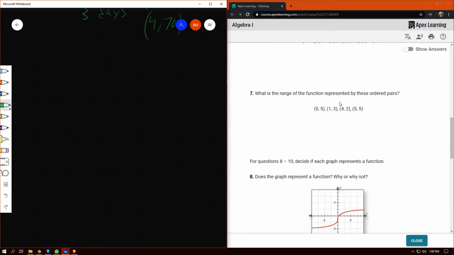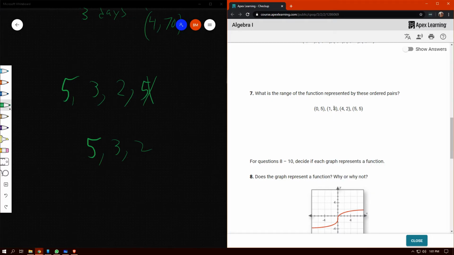What is the range of the function represented by these ordered pairs? Remember, range is our dependent variable, and that is represented by our y values in an ordered pair. So my range for this question is going to be 5, 3, 2, and 5, and realistically, we don't need to write 5 twice. So we could just say my range is 5, 3, and 2. I just took the y values. 5, 3, 2, and 5. And that would be my range, right? It's all the y values.